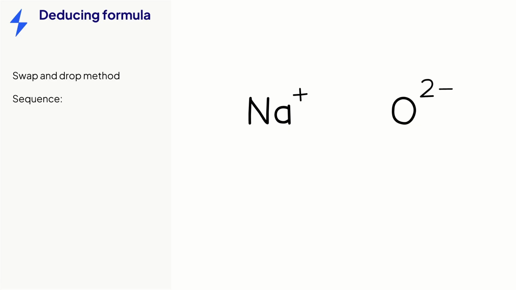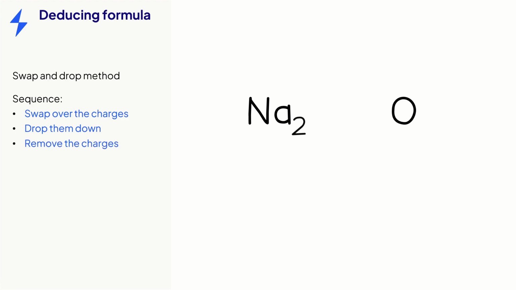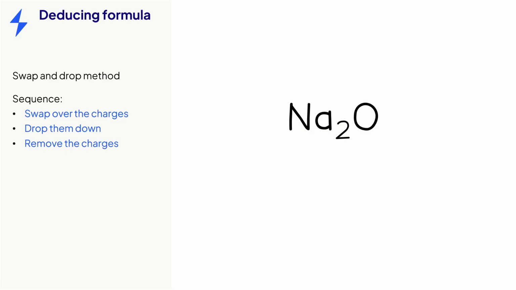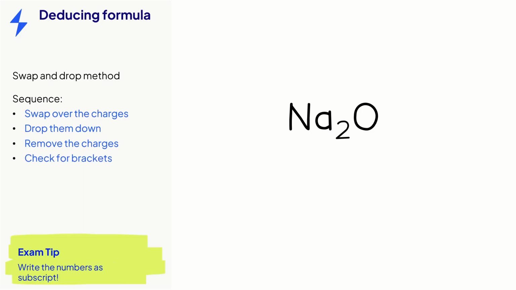Having written the formula for each ion, drop the charges down to the subscript position and swap them over. Remove the positive and negative charges, and then put the ions together. So now we have the formula for sodium oxide as Na2O. We have 2 sodium ions, each with a plus charge, and 1 oxide ion with a 2 minus charge. These charges add up to 0. Finally, you will need to check for brackets, but we will come on to this in the worked examples. Make sure you write your numbers as subscript, which means just below the line of text.